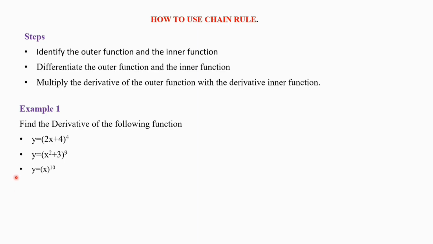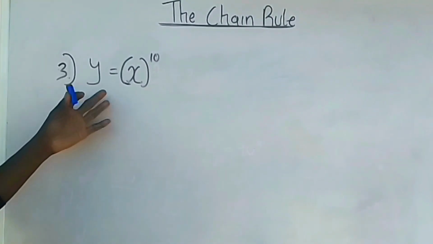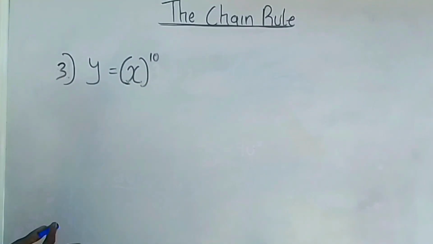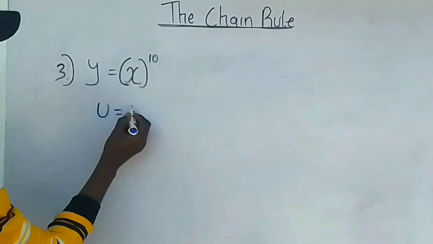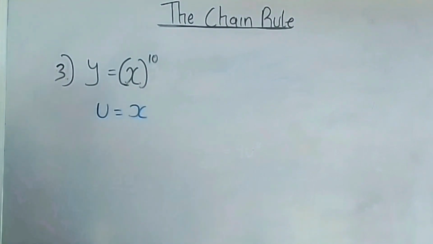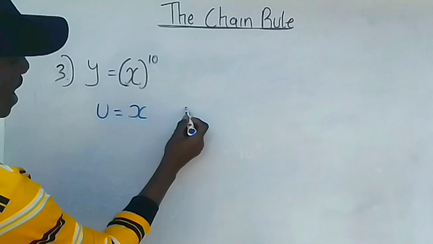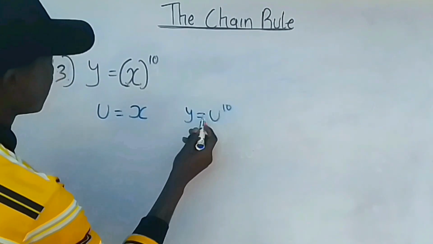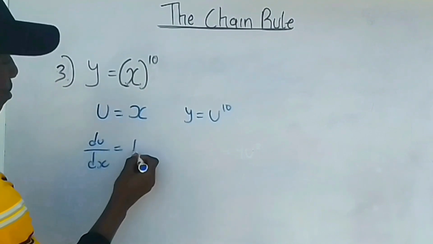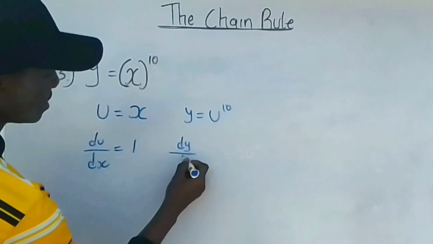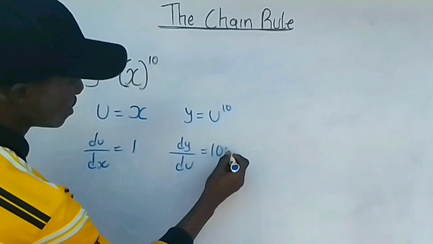And the last question, we have y is equal to x raised to the power of 10. To solve this question, y is equal to x raised to the power of 10, you can use the power rule of differentiation, and you can also make use of the chain rule. Now let us differentiate. Let u be equal to the inner function, which is x. Then if u is equal to x, y is equal to u raised to the power of 10. du/dx, don't forget, will be 1, and dy/du is equal to 10u raised to the power of 9.